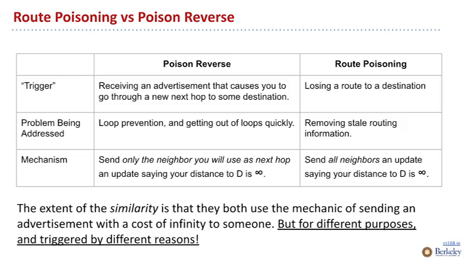And so even though they're both sending infinity, they're also doing it slightly differently. For route poisoning, you send infinity to everyone around you for that destination, because you actually have no path to that destination. For poison reverse, you're only going to tell the specific neighbor that you have a route through that your cost is infinity. Everyone else you tell the truth to, whatever that cost is. Does that make sense?